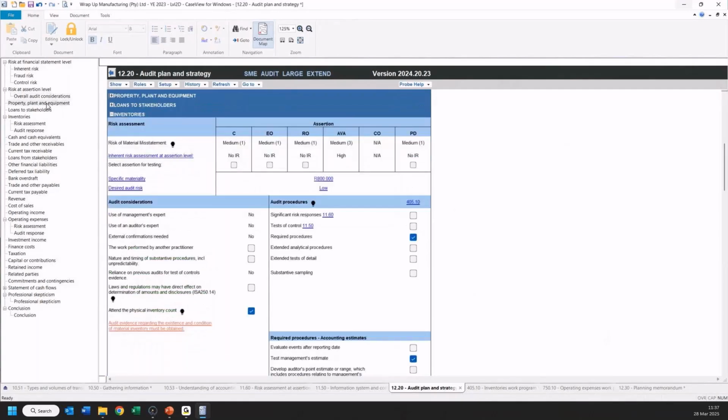When we look at property, plant, and equipment, there we've got our risks. The risk was AVA, so that's there. That one question about the standback, this is also where we would normally get the standback.